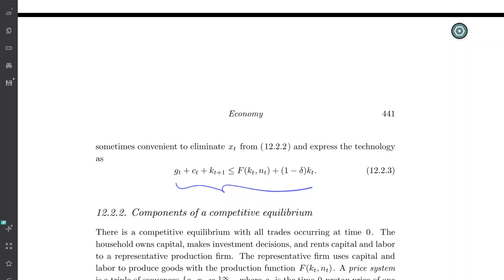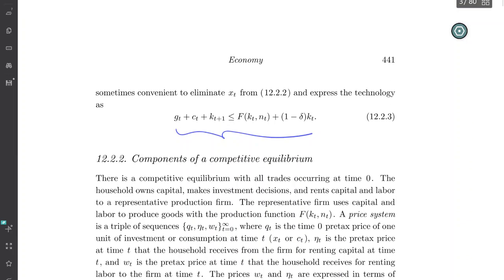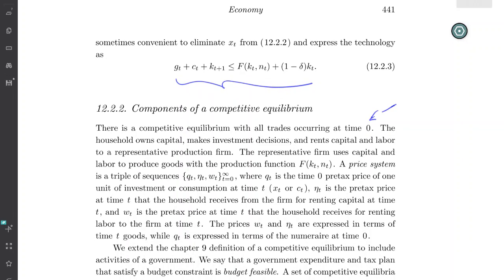So what we want to now describe is a concept called a competitive equilibrium with distorting taxes. So we're going to do this sort of Arrow-Debreu style. We're going to have competitive equilibrium with all trades occurring at time 0. So households are going to own capital. Households are going to make all the decisions about owning capital, investment decisions. They're going to make investment decisions, and they're going to rent capital and labor to a representative production firm.